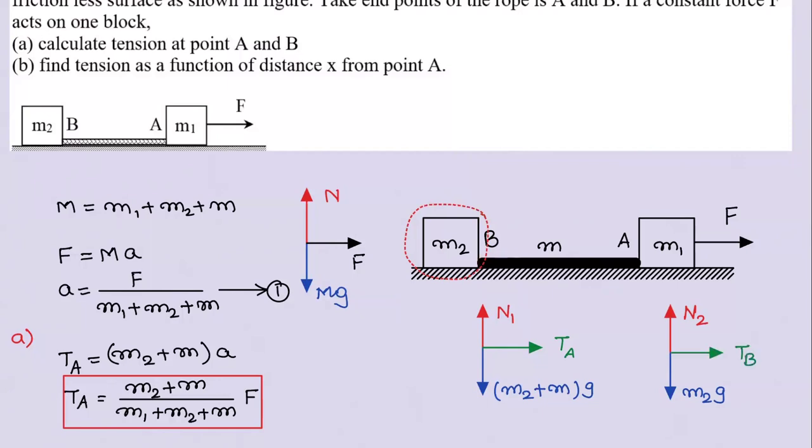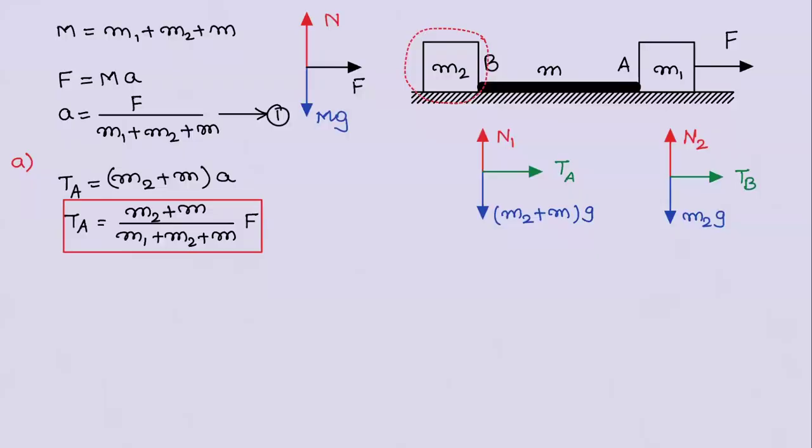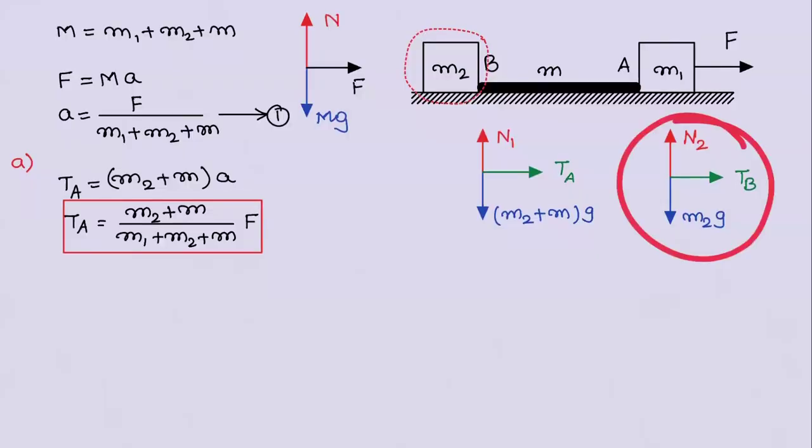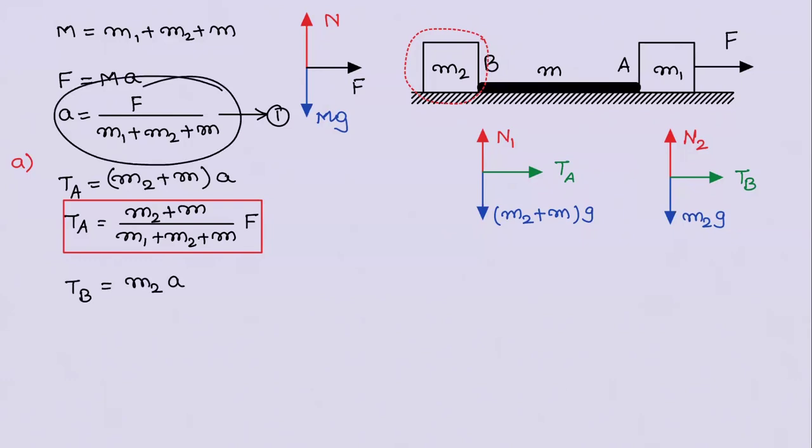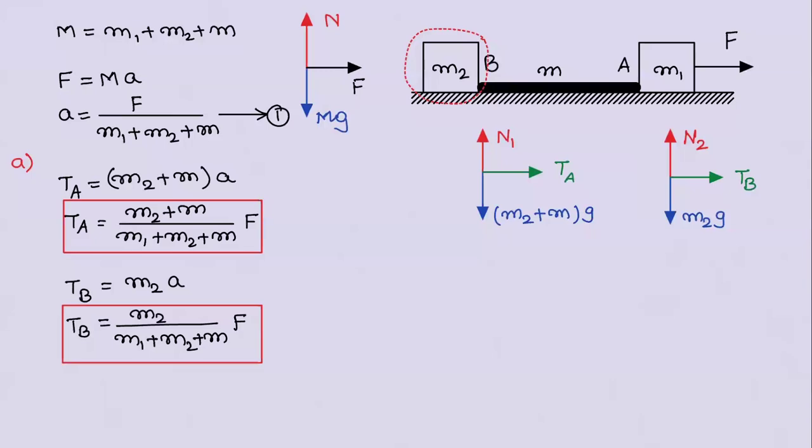If I write Newton's second law for this, then net force is equal to ma. So the net force is TB. TB is equal to ma, m is m2 into a. Now we take the value of a from equation number 1 and substitute. So TB is equal to m2 by (m1 plus m2 plus m) into F. This is the tension TB. This is part A.